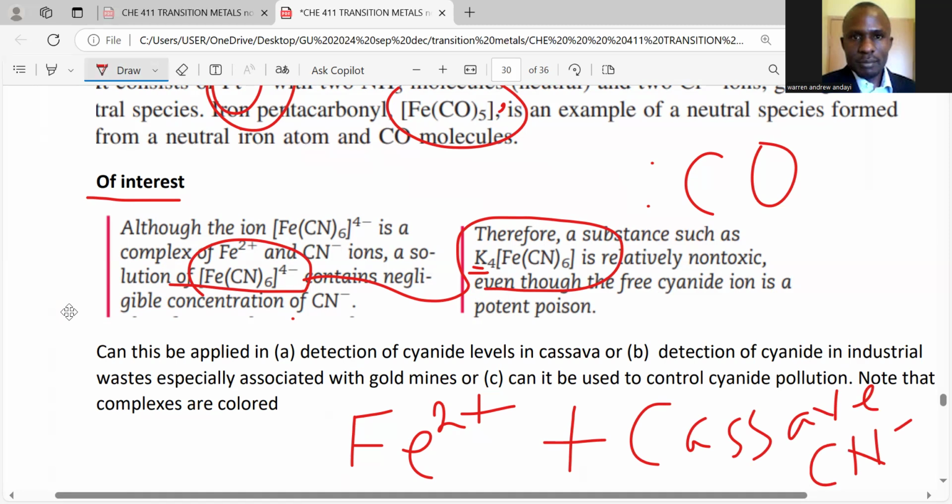The same story: I can take the same iron chloride, iron salt, and react it with something I suspect contains cyanide. Then I see the color change. If there is a color change, well and good. That will be a good indicator of whether there is cyanide or not.